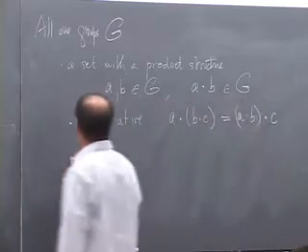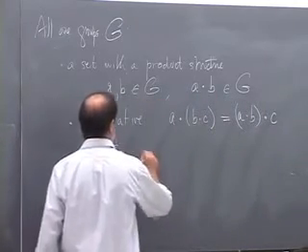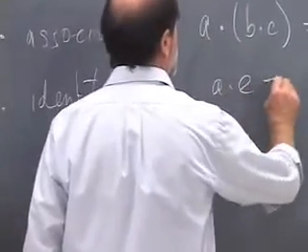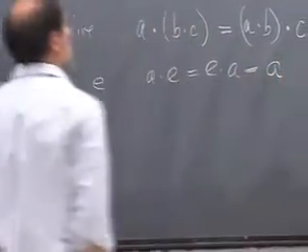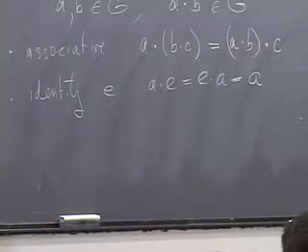The next condition is the existence of an identity, which I'll denote E, which has the property that the product of any element A with the identity is A. So every element, no matter how you multiply it with the identity, gives you itself.